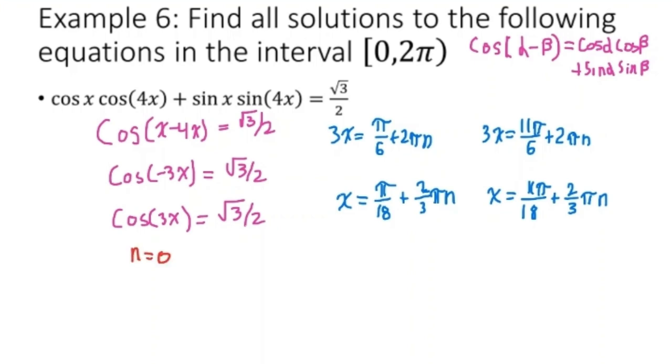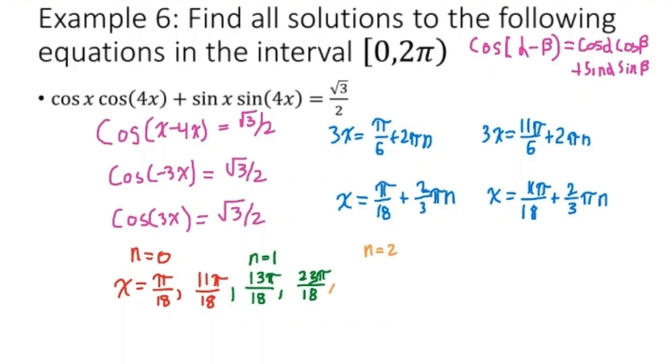So we'll start with n equals 0. When we plug in 0, anything times 0 is 0, so I'll get pi over 18 and 11 pi over 18 from my two families. When we make n equals 1, our first family will give us 13 pi over 18, and our second family will give us 23 pi over 18. And then for n equals 2, we get 25 pi over 18 and 35 pi over 18, giving us 6 solutions in total.